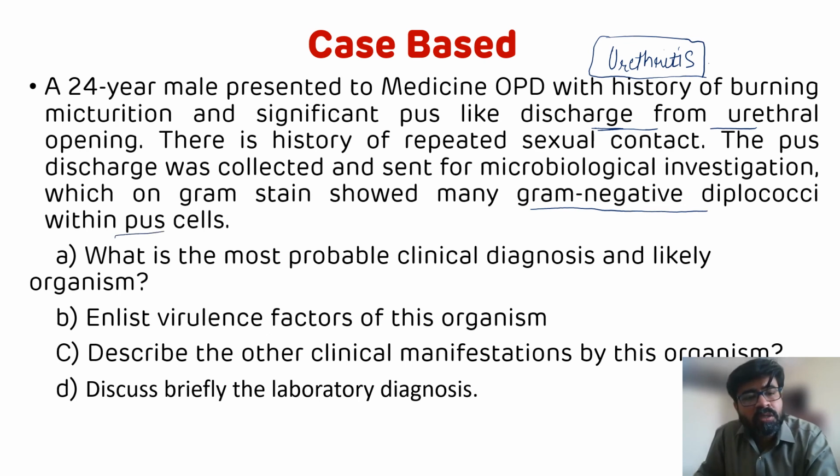So the first question will be the most probable clinical diagnosis. That means students have to write the name of the clinical condition, the likely conditions, and the organism which is responsible for this condition. Then the rest of the questions will be based on this infection as well as the organism, right? So students have to identify the syndrome and the causative organism.